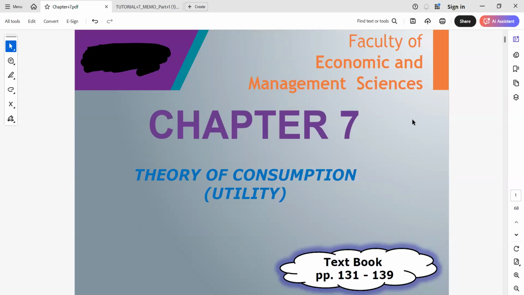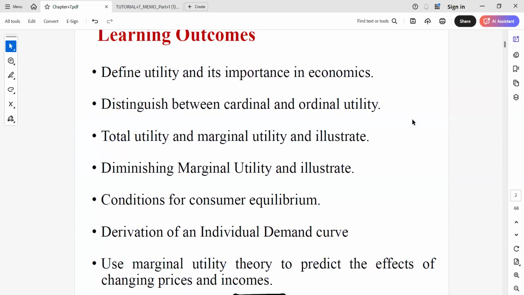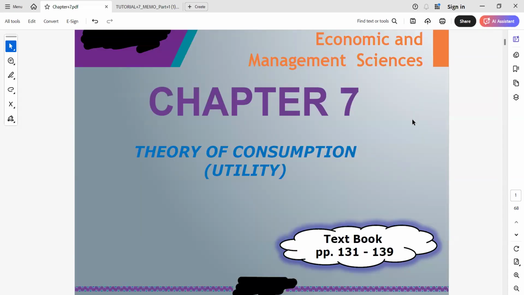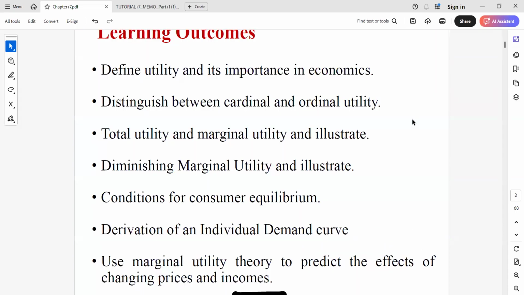So we're going to be doing chapter 7, the theory of consumption. The learning outcomes, I hope you guys are doing well. So the learning outcomes for chapter 7, you have to be able to define utility and its importance in economics.